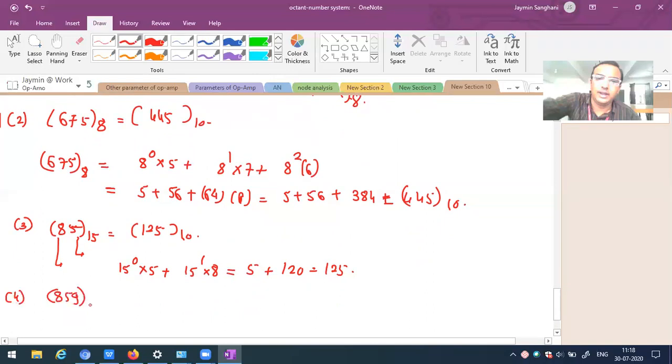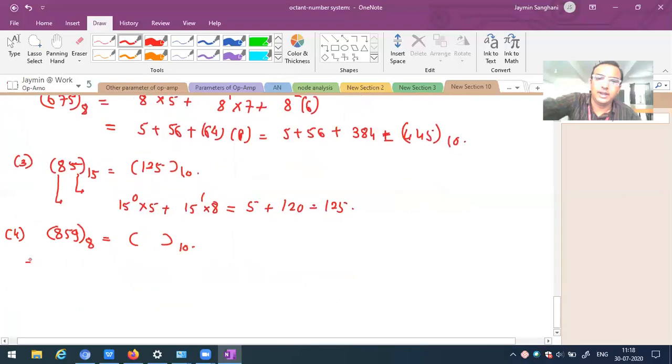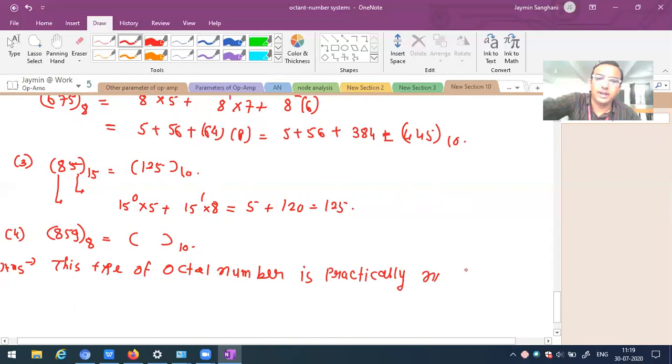859 octal number. See this. Now this is the most tricky example. This type of octal number is practically not possible. So it is not possible to convert.